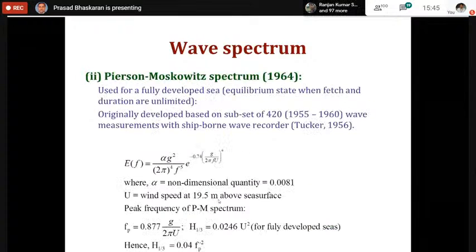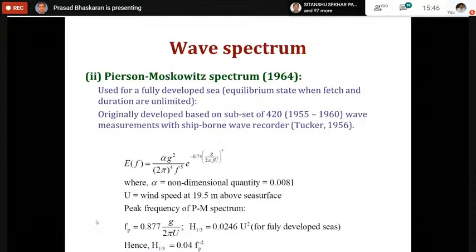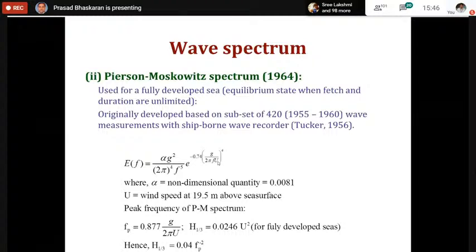Then in 1964, there was a study done by Pierson and Moskowitz. Pierson and Moskowitz developed a spectrum which is for the fully developed sea. And this is what the formulation looks like. We can express the energy as a function of frequency. Of course, this is a one-dimensional formula. This is inversely proportional to the 5th power of frequency. And this capital U is the wind speed, which is measured at a height of nearly 19.5 meters from the sea surface. So this was a contribution given by Pierson and Moskowitz.